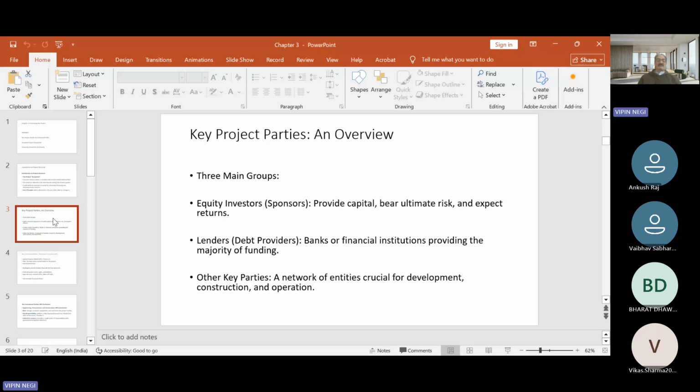In some cases, such as the electricity generation sector, the state government counter-guarantees the performance of the SEBs, the state electricity boards. So basically, this is the major role of the government as a key party in these PPP models. The next one is related to the suppliers.